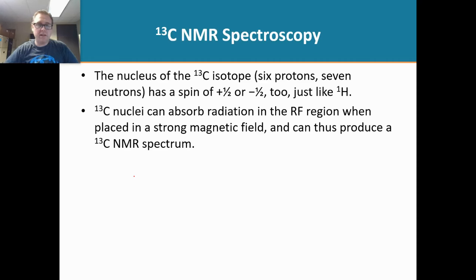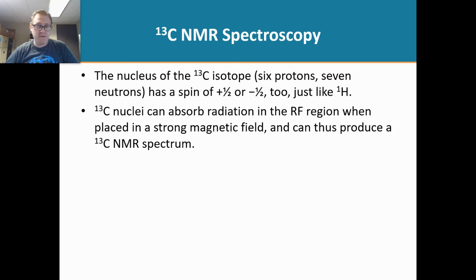Class, we will now discuss carbon-13 NMR. And much like the hydrogen atom, it has a plus 1/2 and a minus 1/2 spin state. Carbon-13 also has those two exact same spin states. And because it has those two spin states, and because this number right here is odd, carbon can be used to generate an NMR spectrum.